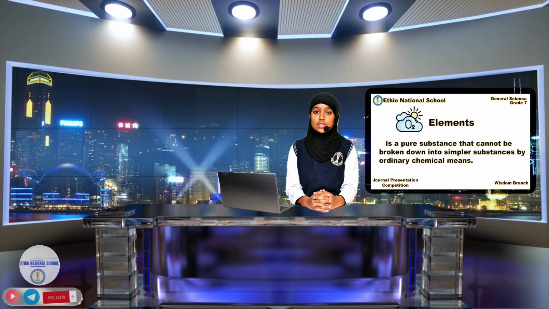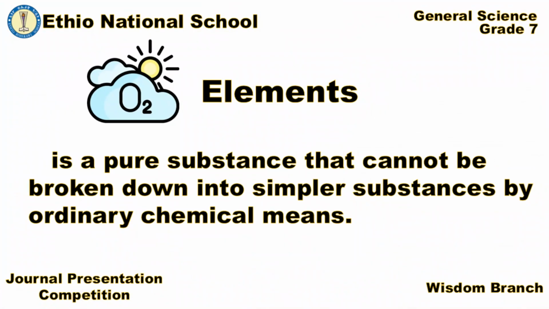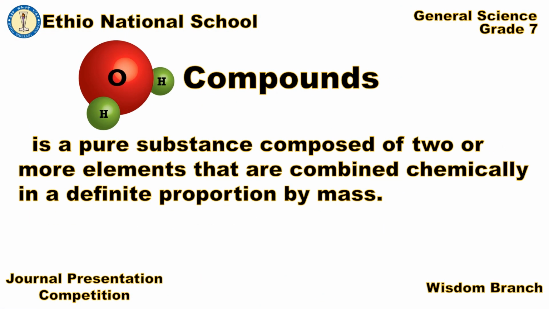An element is a pure substance which is made up of only one kind of atom and cannot be broken down into simpler forms. Compounds. A compound is a pure substance which is made up of two or more different elements.